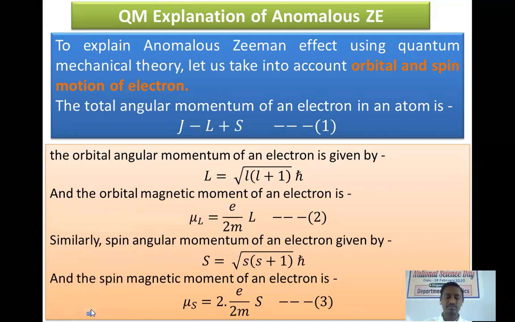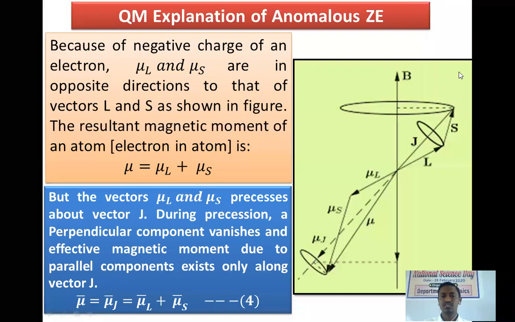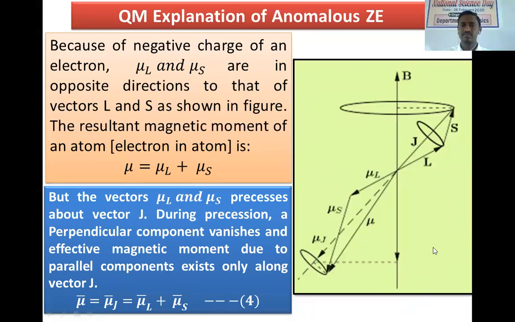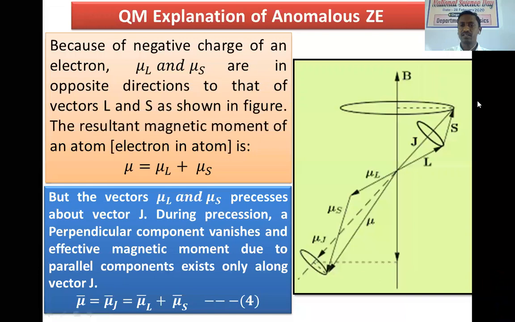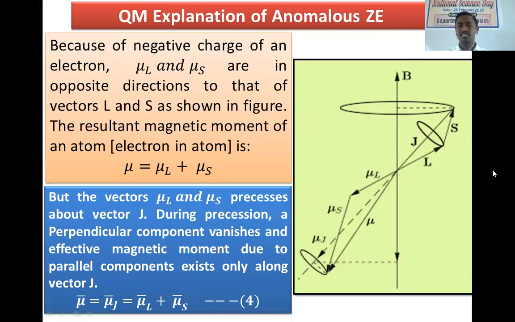Now let us move towards the further possibilities. Because of the negative charge of an electron, the directions of mu L and mu S are opposite to those of the vectors L and S. Let us see here, it is a vector L.